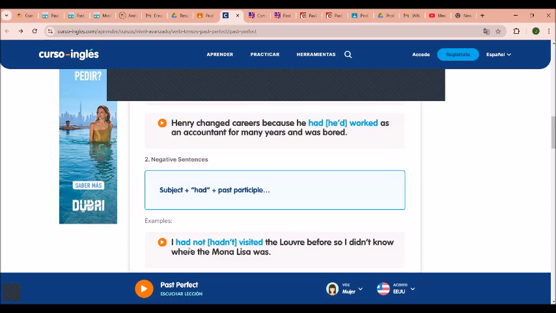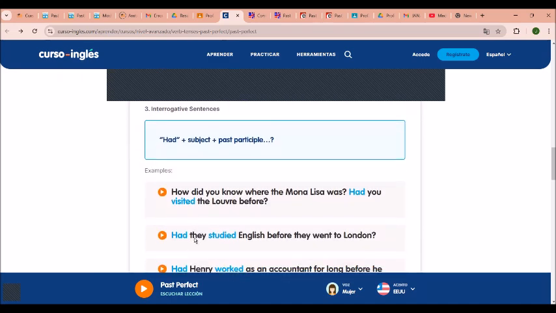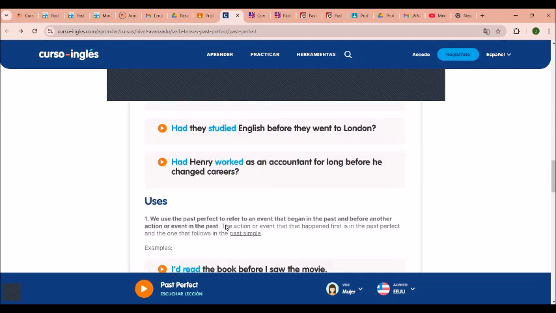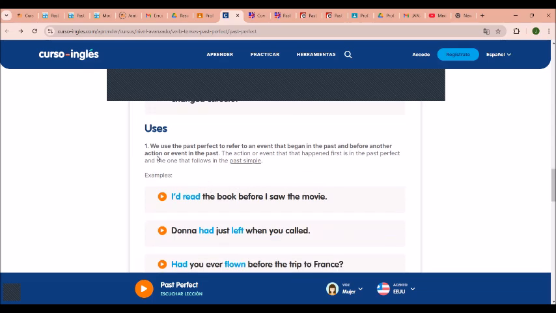The negative, just like we saw before, the not will go with your auxiliary. So had not or hadn't. I hadn't visited. They hadn't studied. He had not worked. For questions, remember you can always start a question with a question word. You have an example here. How did you? All right, so this is the past simple. We can use question words with the past perfect as well. Had you visited? Had they studied? Why had they? How had they? And you can use that combination. All right, Mariana, let's start with you. When do we use the past perfect?